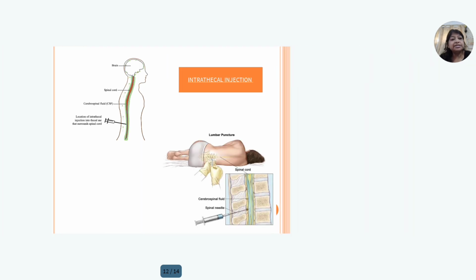So you can see this diagram. The pregnant mother is given an intrathecal injection in the spinal cord for the anesthesia purpose.